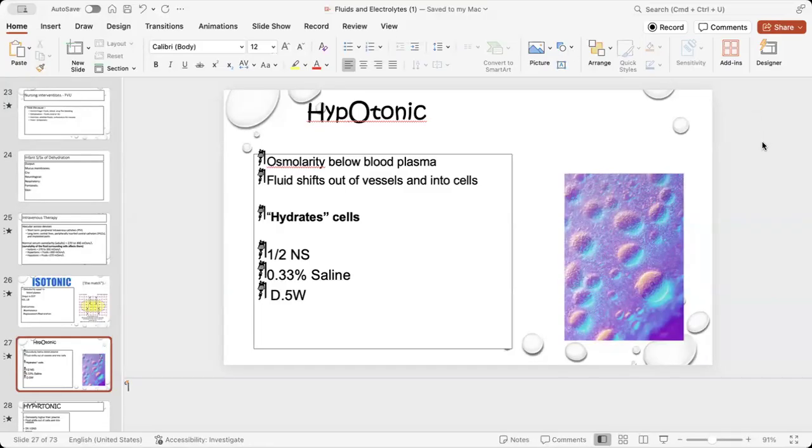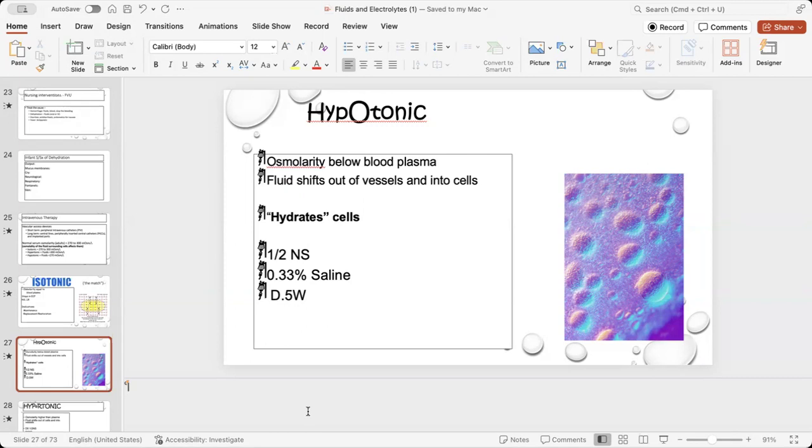So less than what? What did we say was normal? 270 to 300, so anything less than 270. I'm going to start at 258. Of course, you do not have to memorize the osmolarity, don't spend your time on that, but just know that the concentration of solutes is less.